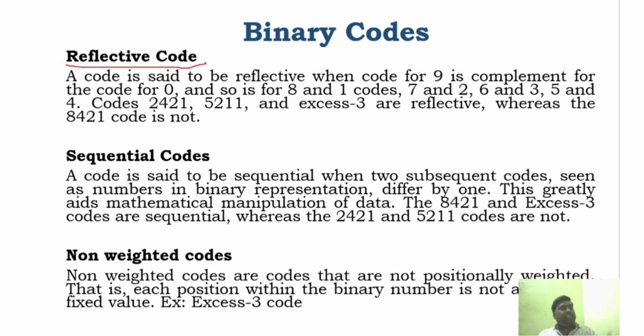Reflective codes, in the sense, every code can be said to be reflective if it obeys one particular rule. That is, if the 9th code is the complement of 0, and if your 8th is the complement of 1, and if your 7th is the complement of 2, like that. For example, we can say codes 2421, 5211 and XS3 are reflective codes.